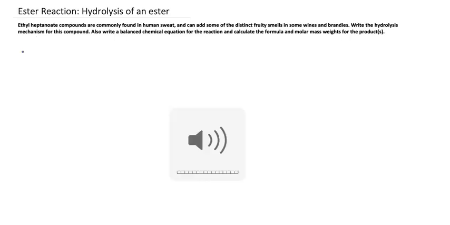Alright everybody, let's take a look at an ester reaction. Particularly, this one we're going to look at is a hydrolysis of an ester. So our ester that we're given here is ethyl heptanoate. That tells us a lot.